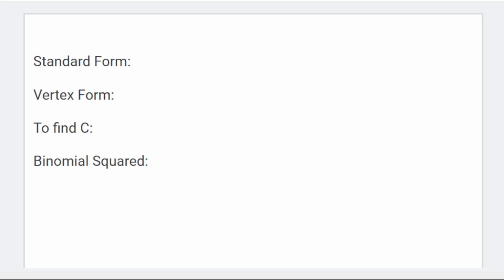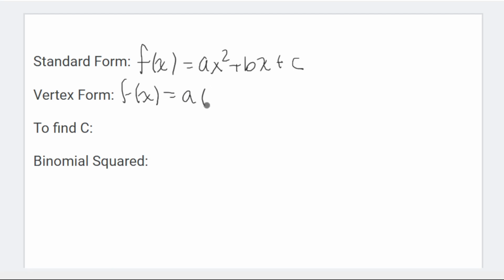In order to convert from standard to vertex form without going through a whole lot of extra effort, you want to use completing the square. All right, so to start out with, standard form of a quadratic says f of x equals a x squared plus bx plus c. And what you're doing is you're trying to get it to look like this. F of x equals a times x minus h squared plus k.